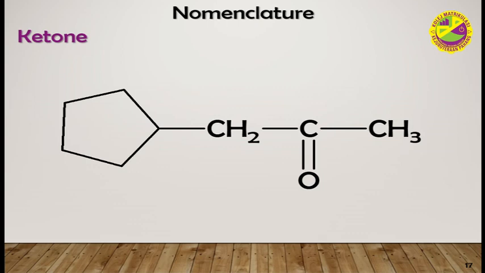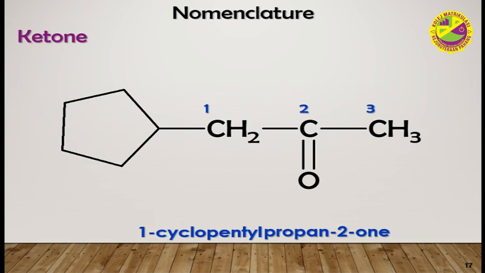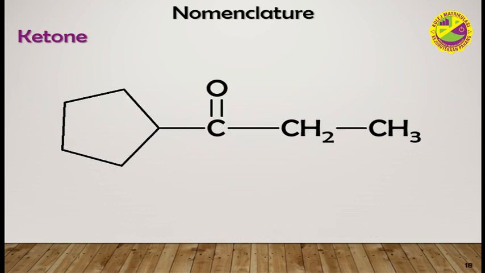Let's look at some examples. The following structure is numbered from the left. So, we have carbon double bond O at carbon 2. So, the parent name would be propan-2-one. We have cyclopentyl group attached to carbon 1, so the substituent is written as 1-cyclopentylpropan-2-one.